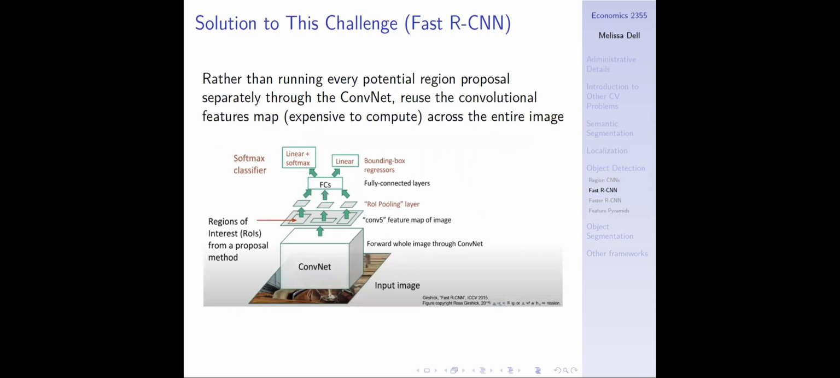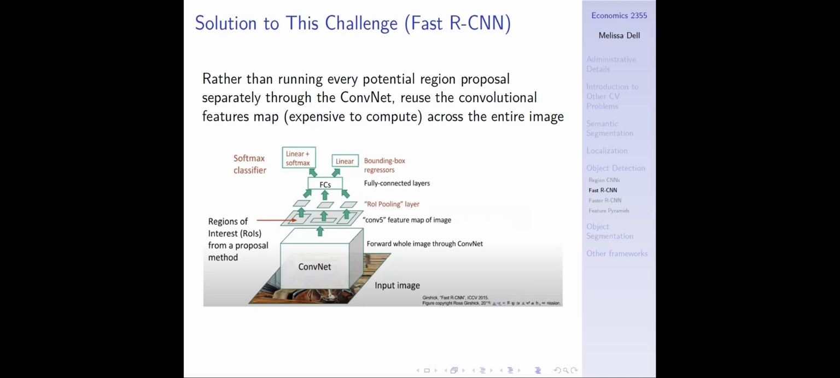And so the solution to this challenge was another paper by the same authors called Fast R-CNN, right? So the previous one was R-CNN, for region CNN, for cropping these regions. And then they have a next version, which is just called Fast R-CNN. And the insight here is that you don't need to run every single region proposal separately through the ConvNet. You can reuse the convolutional feature maps, which are expensive to compute. You have these 101 layers of ResNet across the entire image.